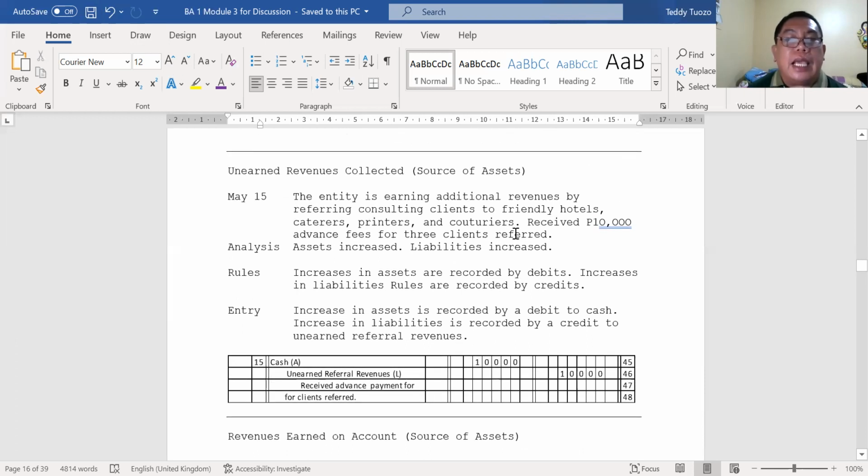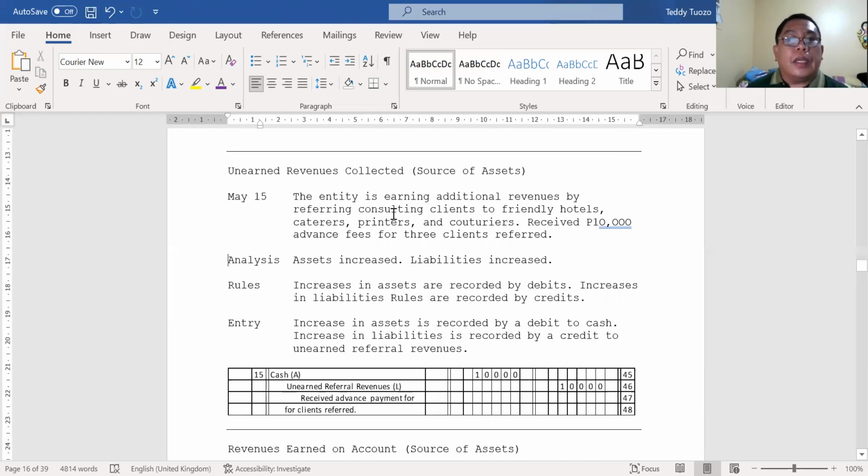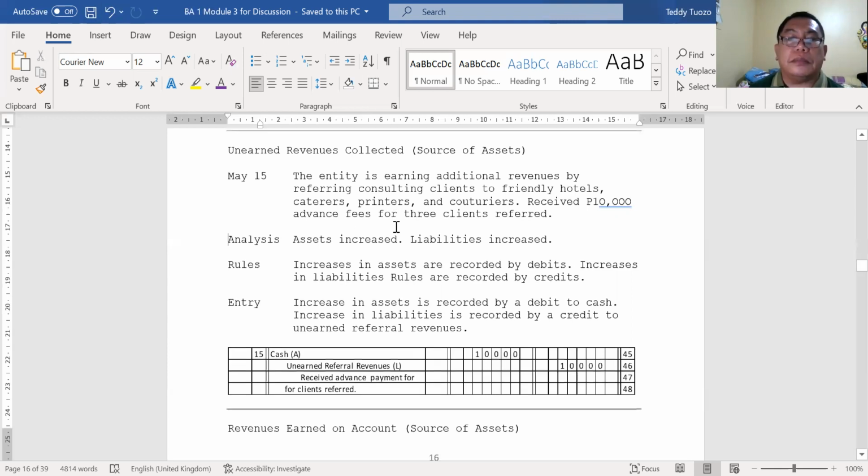May 15, the entity is earning additional revenues by referring consulting clients to friendly hotels, caterers, printers, and couturiers. Received 10,000 pesos advance fees for 3 clients referred. So the value received there is in the form of cash. So the debit entry is cash, and the credit entry is consulting revenues for the same amount of your debit amount.